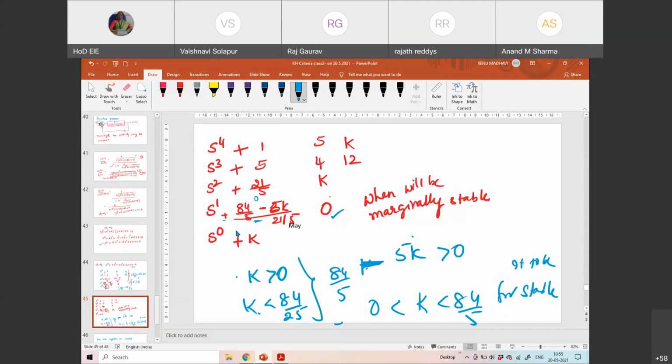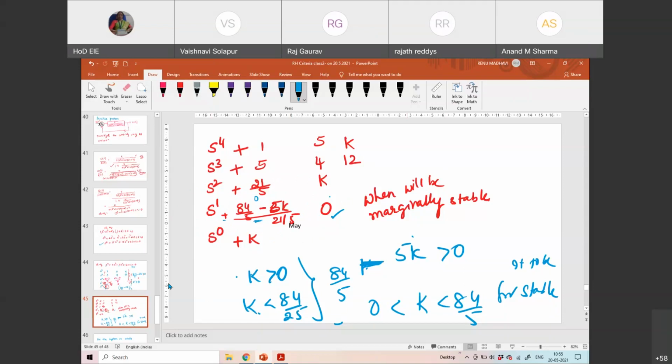For that, it can happen only when you make this term 0. 84 by 5 minus 5k is made equal to 0. Then this is a 0, this is a 0. So all the elements of this particular row will become 0. Then it is having a particular row 0. It is having an auxiliary equation. It would be having sustained oscillations.